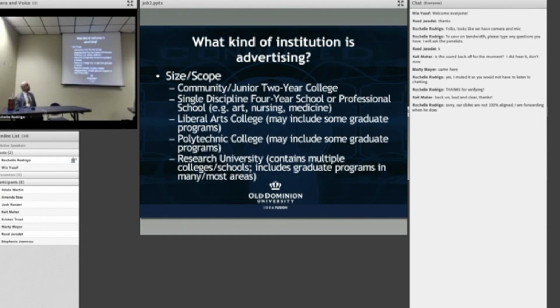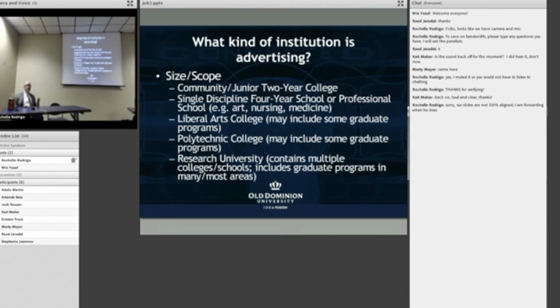a basic breakdown of the kinds of institutions that will be advertising. And so community colleges, I think, are familiar to most of us. That term junior college may pop up, and again, recognize that it's generally a two-year institution. There are standalone schools that are not necessarily colleges or universities, but they are schools of higher education. This is most often the case in, say, art schools. The School of the Art Institute of Chicago awards bachelor's and master's degrees, but it's not part of a university.